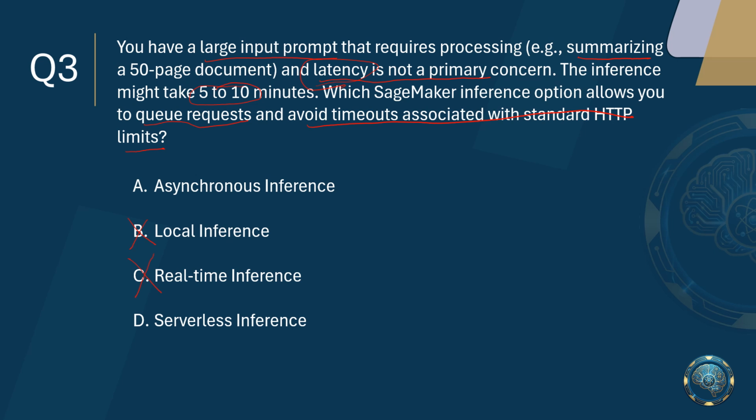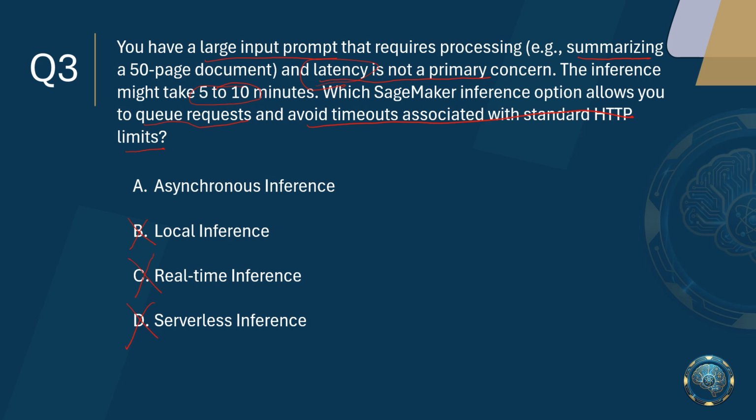Option D is serverless inference. This question is not talking about anything related to infrastructure. As soon as you see serverless, there should be some word associated with infrastructure, which does not exist in the question. So this is also not the right option.